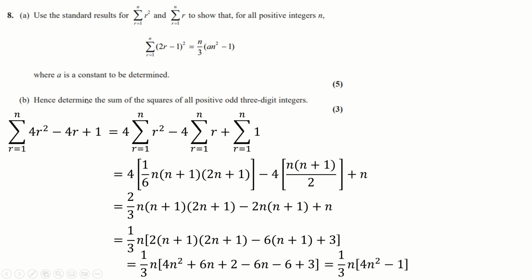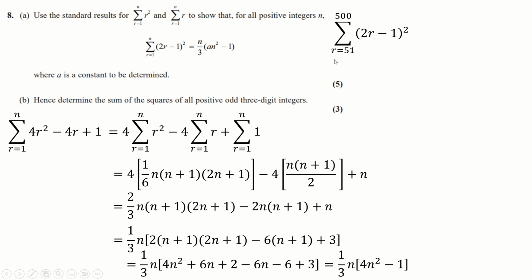Hence determine the sum of all positive odd 3-digit integers. So, well, these are obviously odd integers here. 3-digit ones start at 101 and end at 999. So the r value that we need to use to start at 101 is, I think, 51, because 51 times 2 is 102, take away 1 is 101 squared. So that will be the first odd digit squared. And we have to go up to 500, because that makes 999 in here.